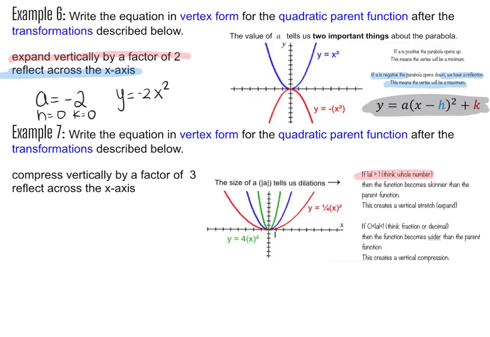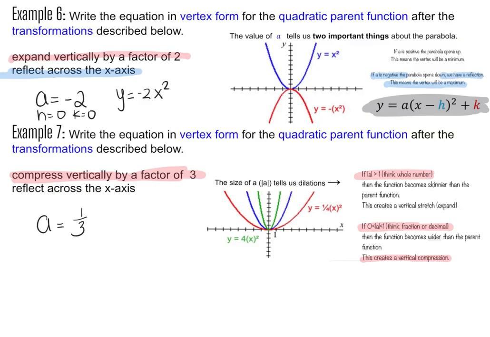So now I want to do the same thing. I want to write an equation in vertex form again. So here we have compress vertically by a factor of 3. Recall that compress vertically, or vertical compression, means that I should have a fraction or a decimal. So because it says factor of 3, I can't make that number a an actual whole number. Factor of 3 is going to create it as a fraction, as 1/3.